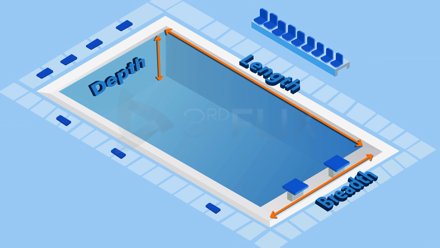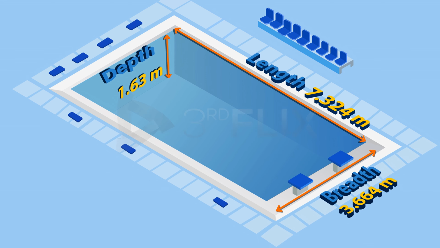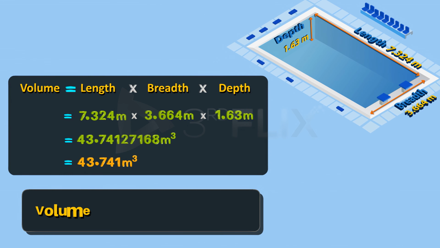Its measured length is 7.324 meters. Measured breadth is 3.664 meters and measured depth is 1.63 meters. The volume comes out to be 43.741 cubic meters up to 3 decimal places.